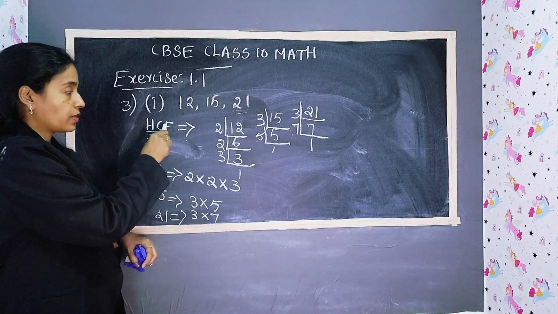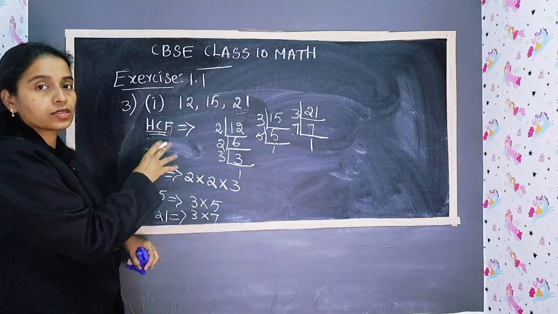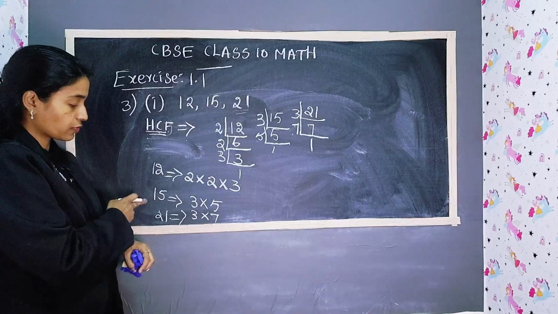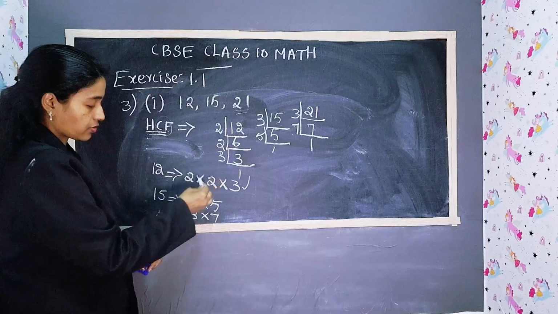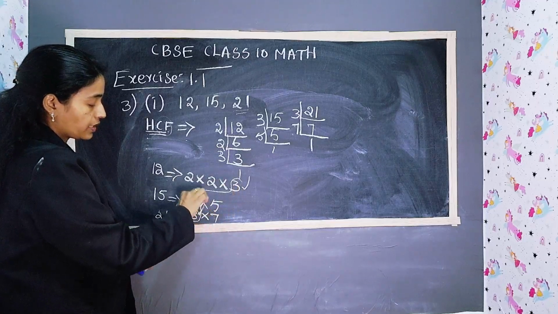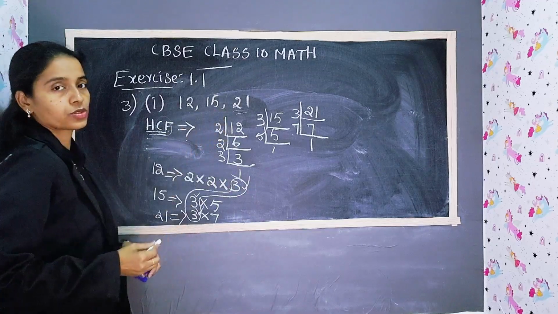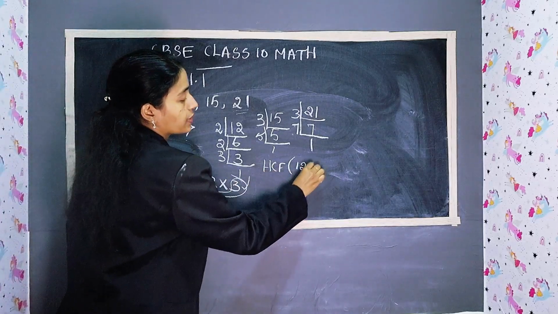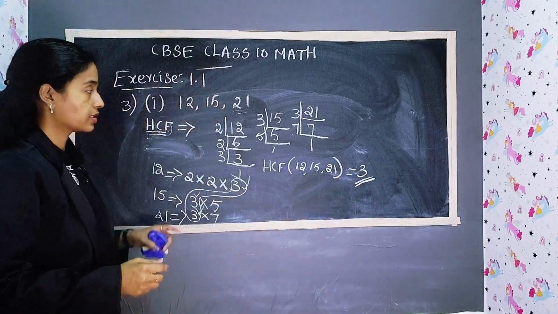Our goal is we need to find out HCF, right? HCF means highest common factor. HCF is nothing but the common factor of these three numbers, 12, 15, 21. What would be the common factor here? 3. This also 3. Here also we are having 3. So we can take 3 as the common factor of 12, 15, 21, right? So I can write HCF of 12, 15, 21 equals 3, right? This is HCF.